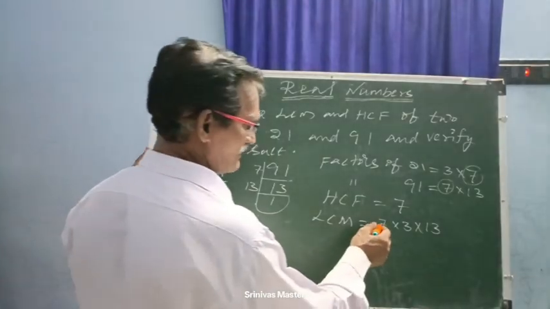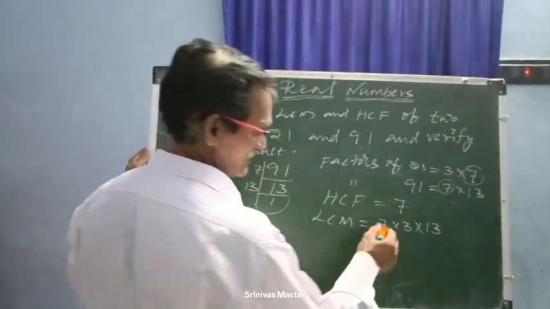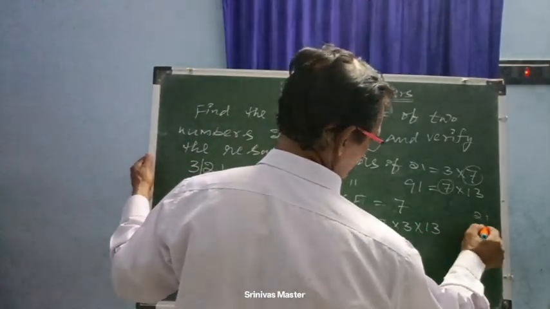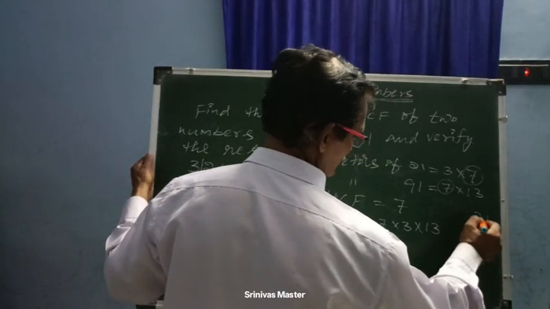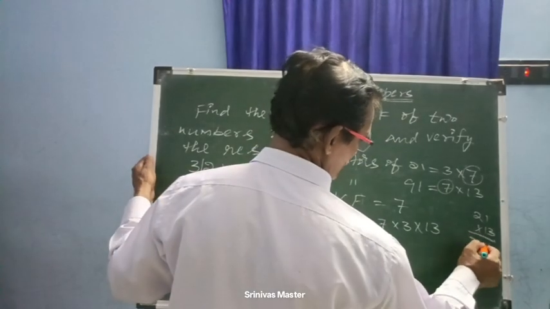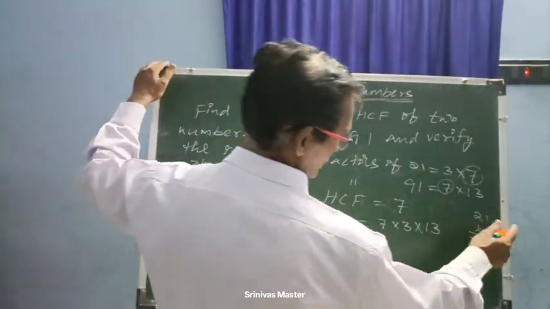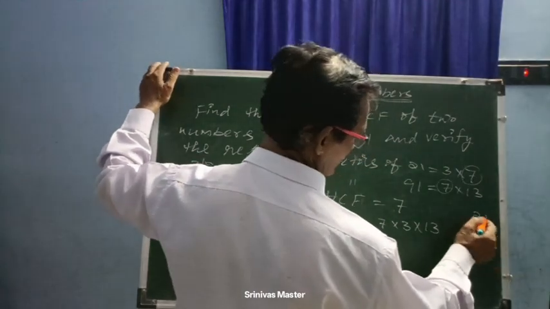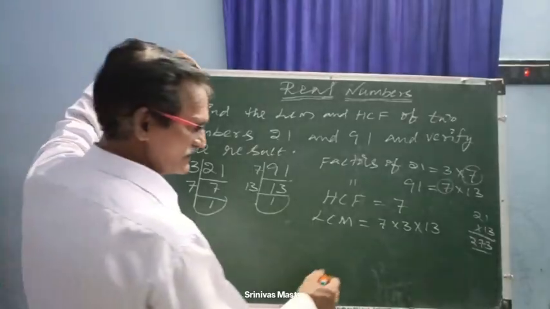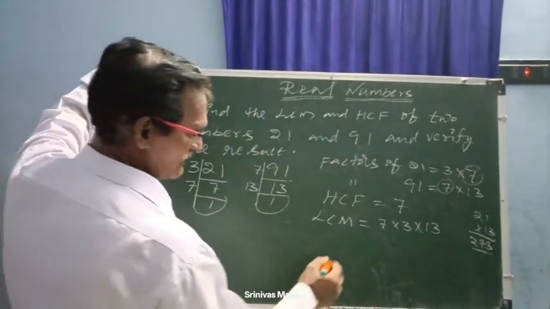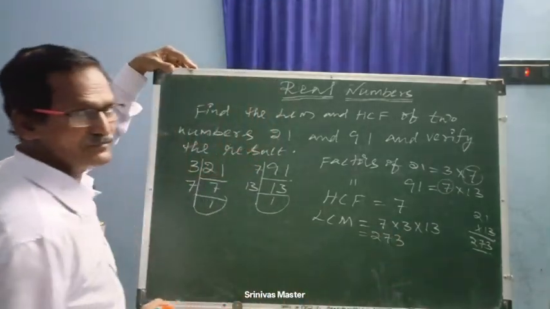That means 7 into 3 into 13. 7 threes are 21. 21 into 13: 13 ones are 13, 13 twos are 26, 26 plus 1 is 27. How much are you getting? 273. So 273 is the LCM, right?